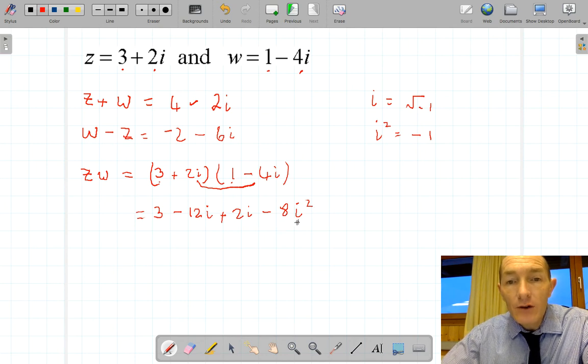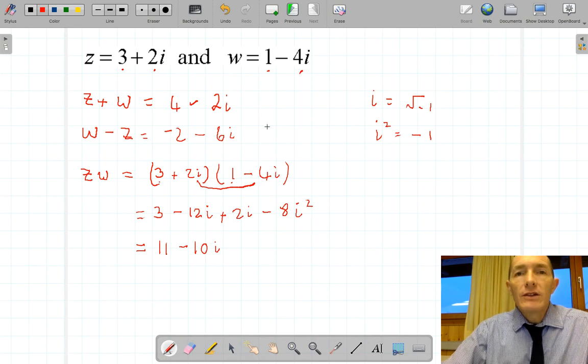So this becomes positive 8 without any imaginary part to it. So that positive 8 without the imaginary part becomes 11, because I'm going to have 3, add 8, and then these two can be put together and simplified to give me minus 10i. So that's how you are going to multiply out your complex numbers. Just remember that when you multiply these two imaginary parts together, it's actually going to give you a real number. So let's do the one with division now.